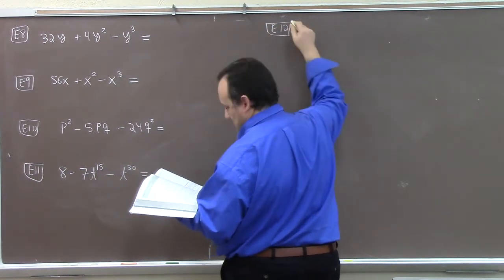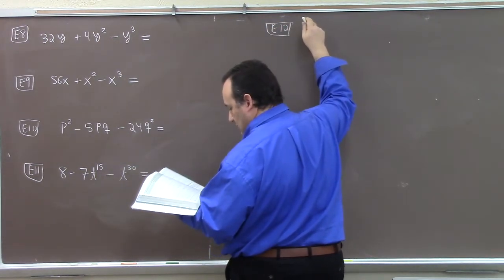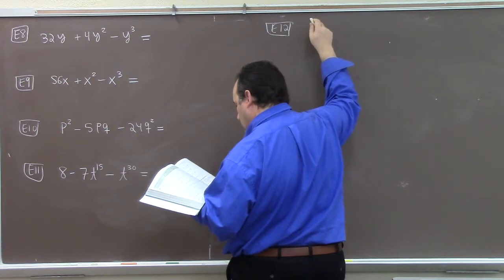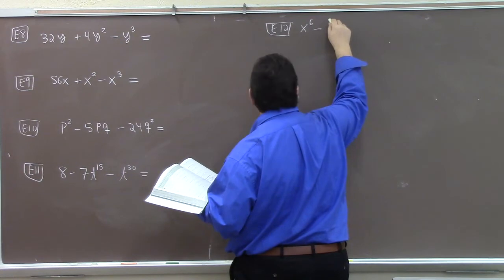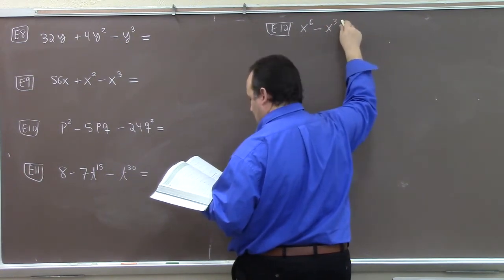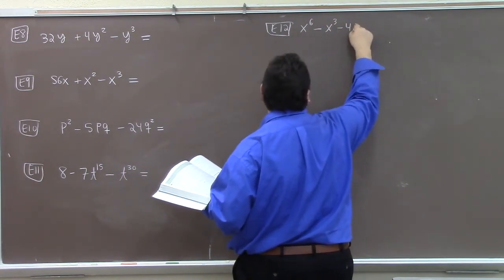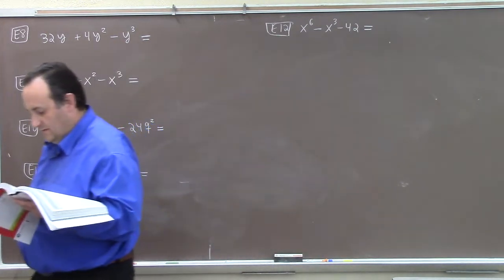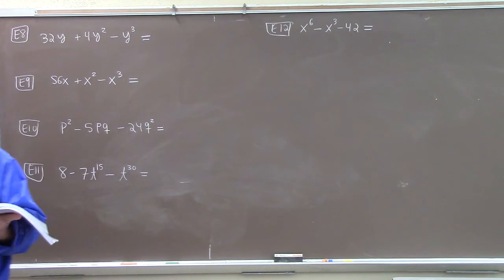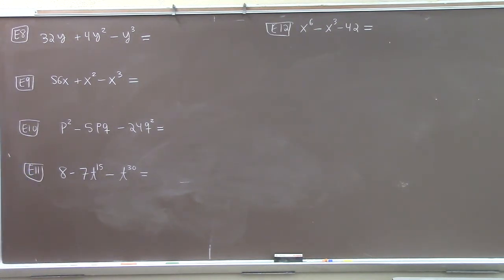Example 12. We will do, where was it? x to the 6th minus x cubed minus 42. In all of these examples, we're going to be content to just factor it. I will not put on us the more serious task of completely factoring it, okay? Then we have x to the 8th minus 7x to the 4th plus 10.